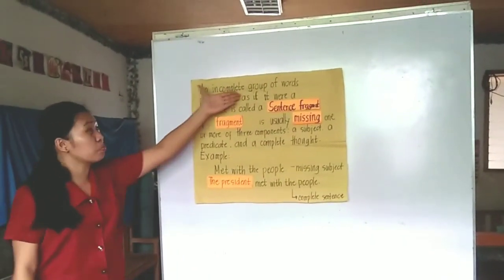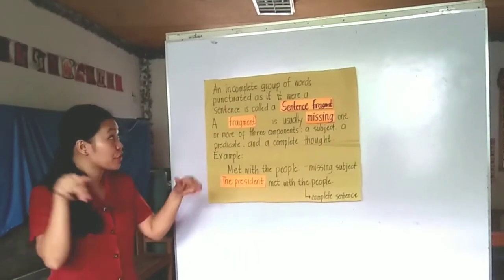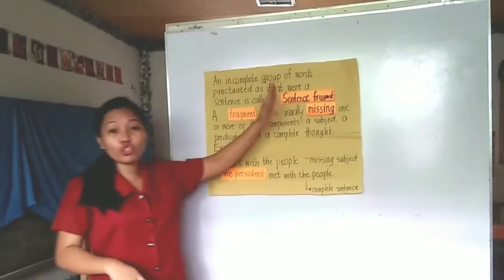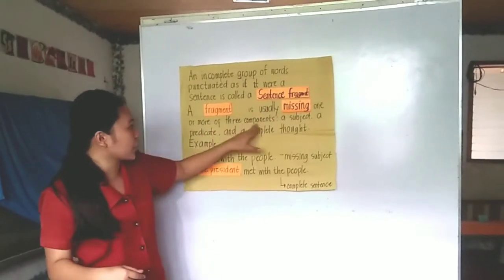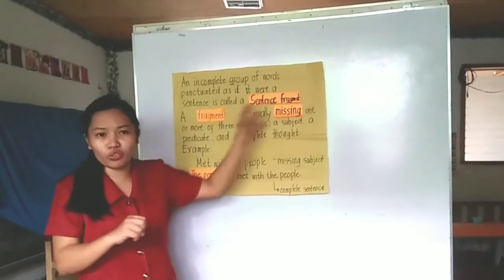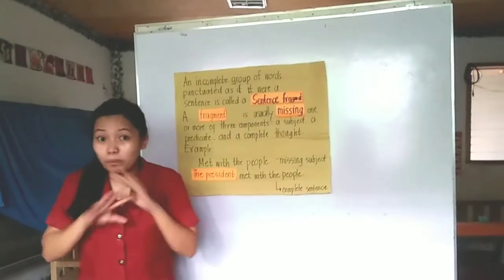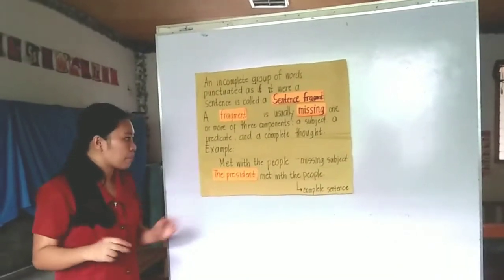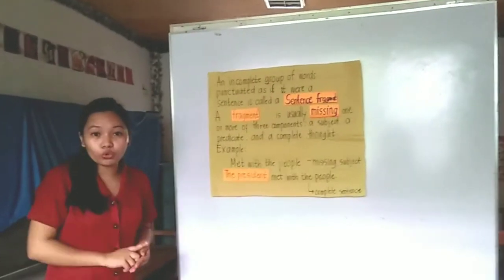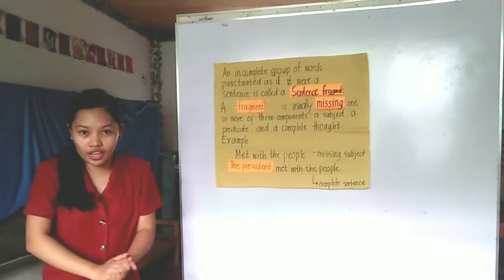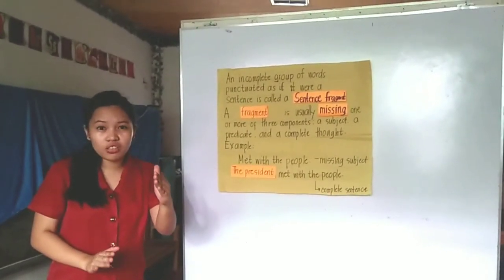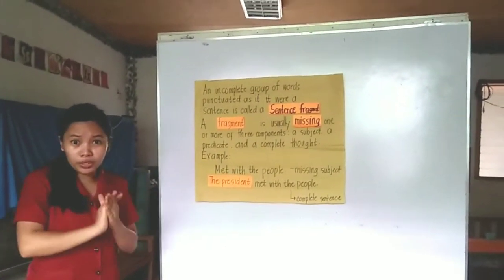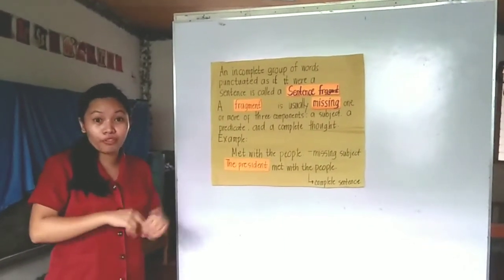So what is sentence fragment? A sentence fragment is an incomplete group of words punctuated as if it were a sentence. And it is a sentence grammar problem. A fragment is usually missing one or more of three components. It may have no subject or no predicate. And no complete thought. So, in other words, no complete idea. Okay, take for example, meet with the people. Take note, if you write a sentence or an essay, you should know about this. There is a subject, there is a predicate, and your sentence is a complete idea or thought. So, you must know about that before you write an essay.